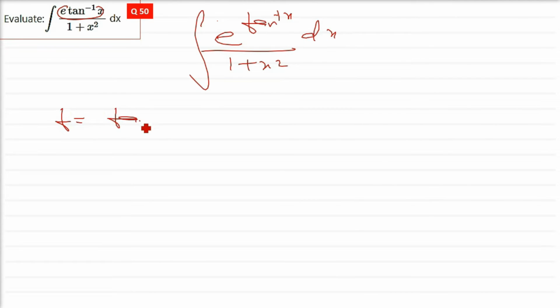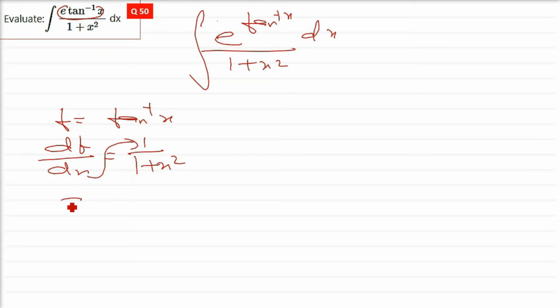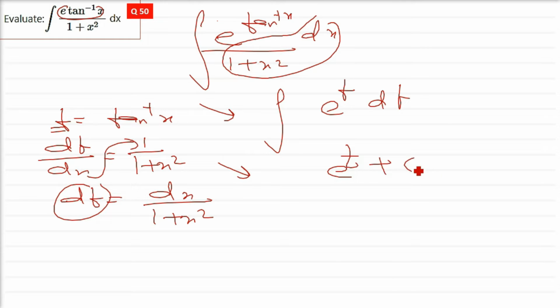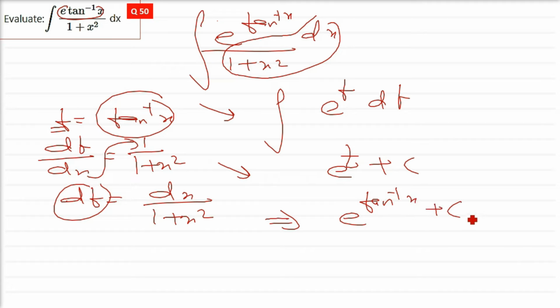So when you take t equals tan inverse x, and when you differentiate this, dt by dx will be equal to 1 by 1 plus x square. Dx goes on the right, so dt will be dx divided by 1 plus x square. Now this dx by 1 plus x square can be replaced by dt, and e raised tan inverse x can be replaced by e raised t, because tan inverse x was taken as t earlier. So this is now a simple integration of e raised t dt. E raised t will always be e raised t. So e raised t plus constant of integration. Now t was taken as tan inverse x. So e raised tan inverse x plus a constant of integration is your final result.